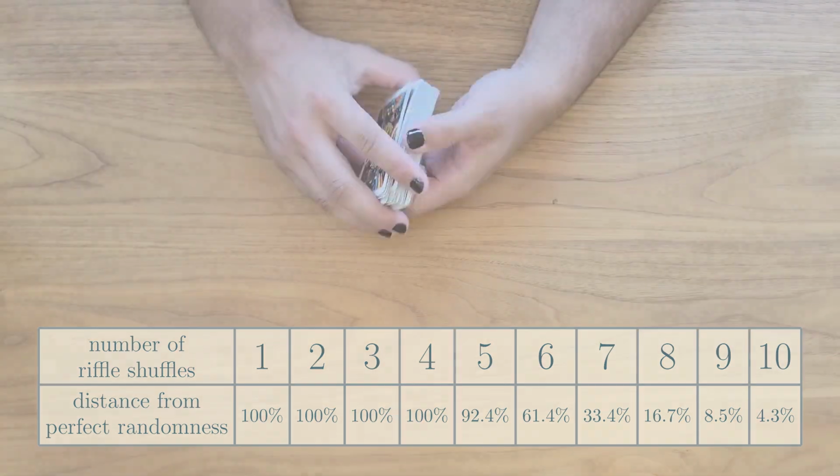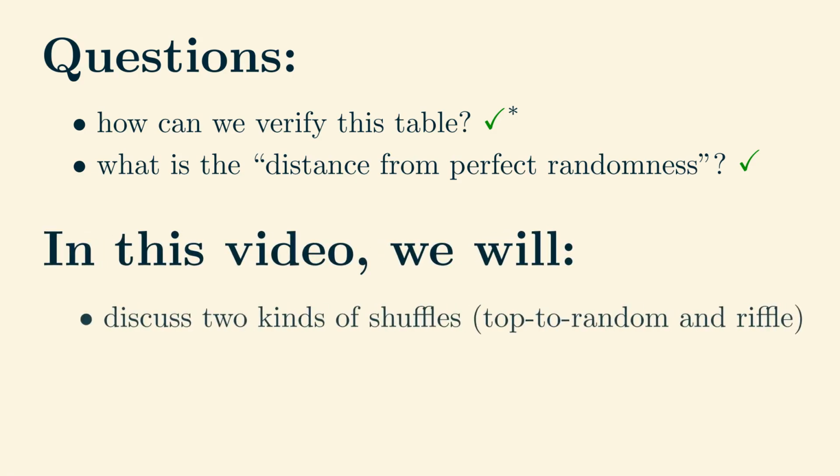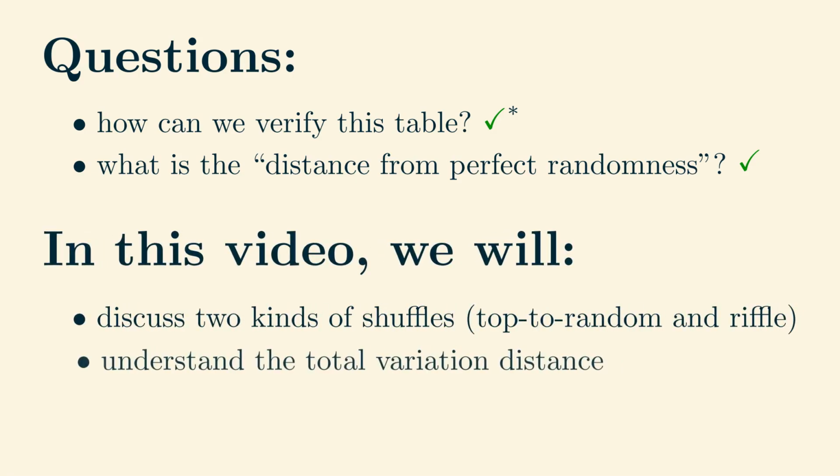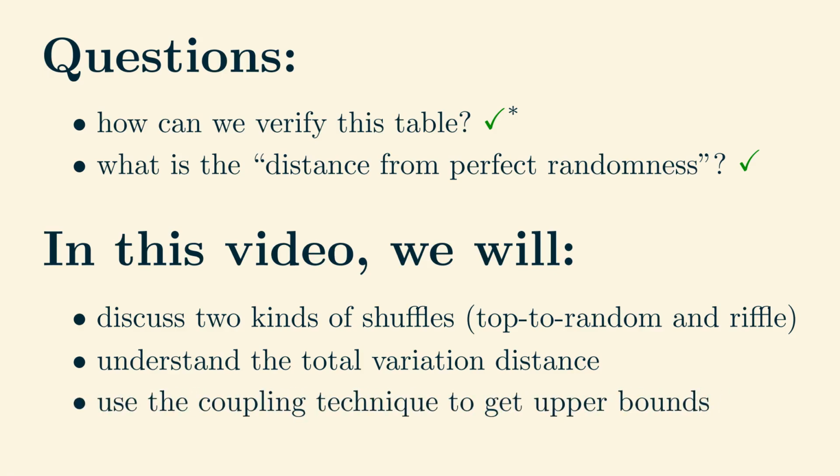Okay, if you're still here, I'm guessing you have some questions. How do I know that this table is actually correct? And what does the distance from perfect randomness even mean? Well, in this video, we will answer both of these questions. Actually, we won't quite reproduce the table shown here, but we will come pretty close. Along the way, we'll discuss 2 different kinds of shuffles, understand the total variation distance between 2 probability distributions, and use the coupling technique to get an upper bound for this distance.